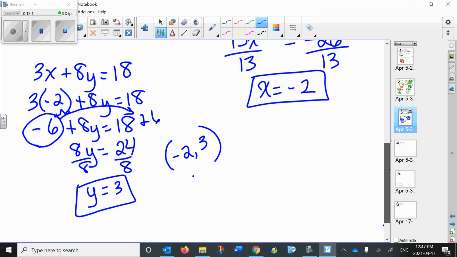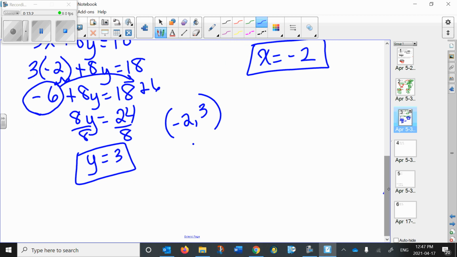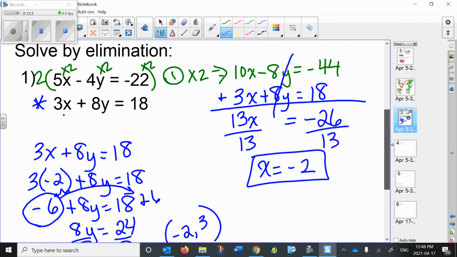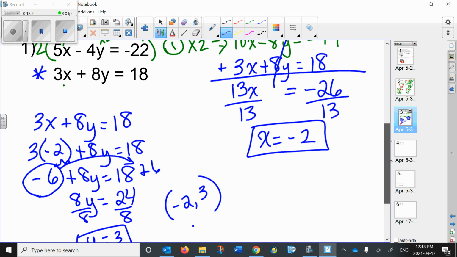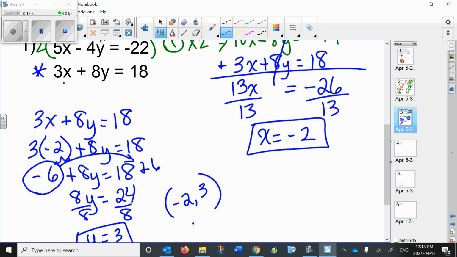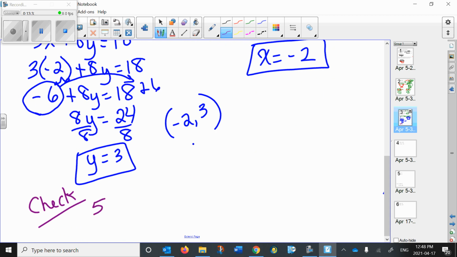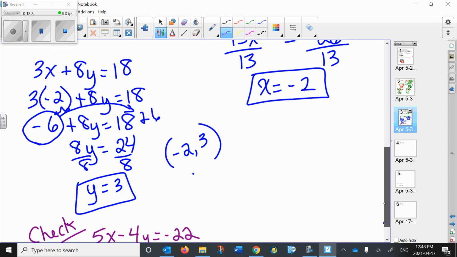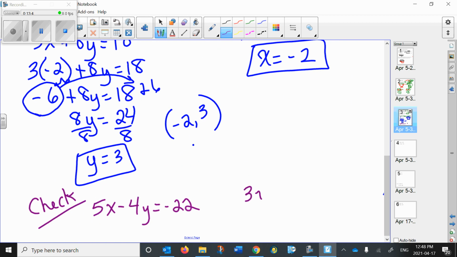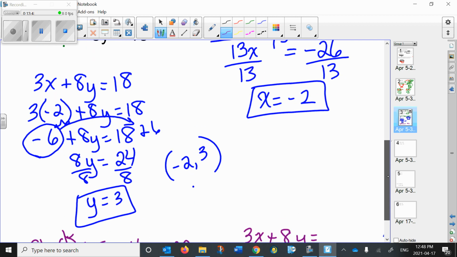Okay? And now I want to go back and check those two answers. So I take my one equation, and you always take your original in your check. So 5x minus 4y equals -22. And then my other equation is 3x plus 8y equals, what is it, 18?